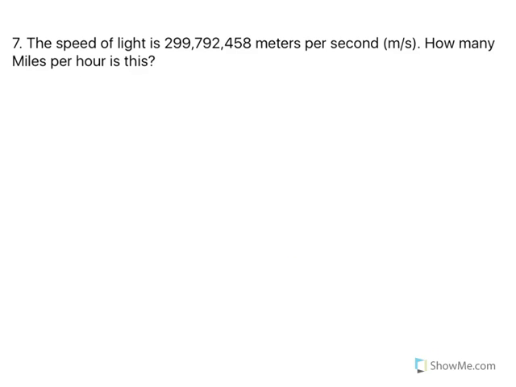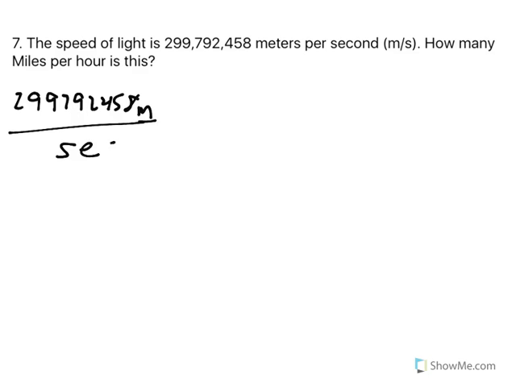Number 7, the speed of light is big, meters per second. How many miles per hour is this? Okay, so this is some big numbers here, but that's all right, we can work with this. So I have 299,792,458 meters per second. And our goal is miles per hour. And I'm going to have to move that because I'm going to run out of room.